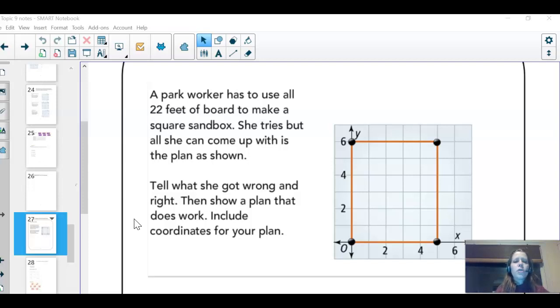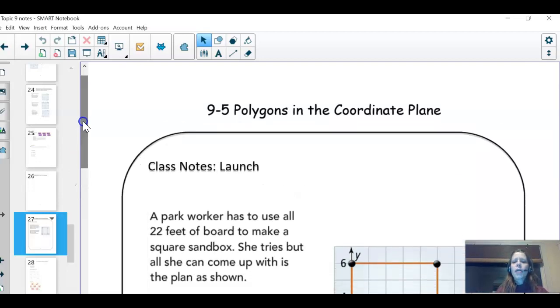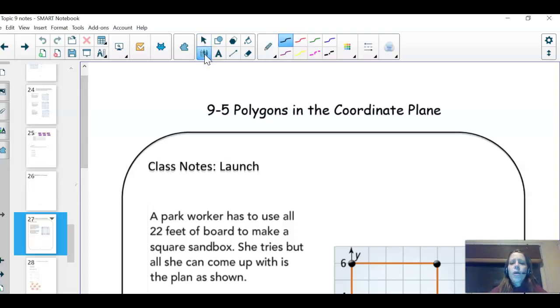Okay, so the first thing we're going to do is go ahead, if you don't already have it open, please open your book to 9.5, the launch. Es importante que tú tienes tu libro, necesitas abrir tu libro a 9.5. We're going to be talking about polygons in the coordinate plane. Hablaremos sobre polígonos en el plano cartesiano.